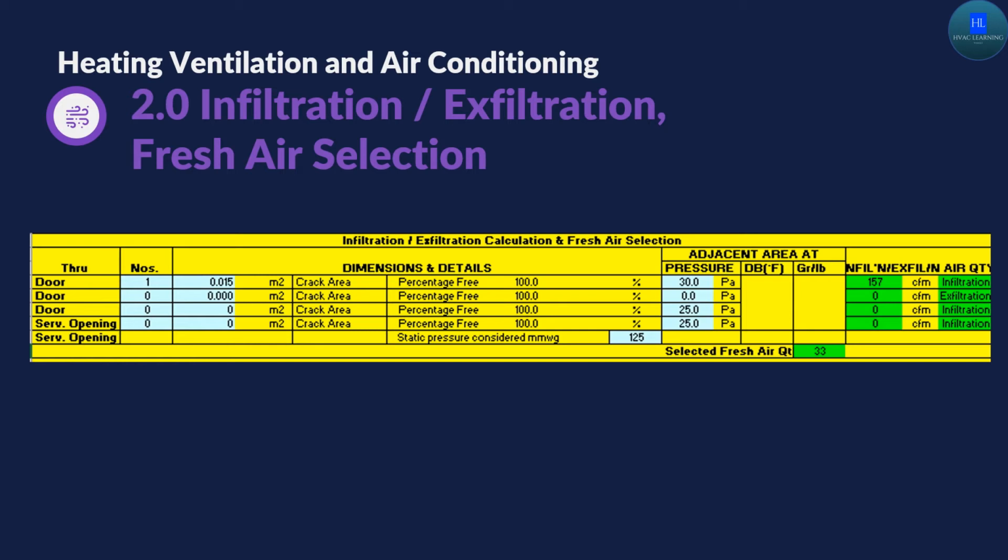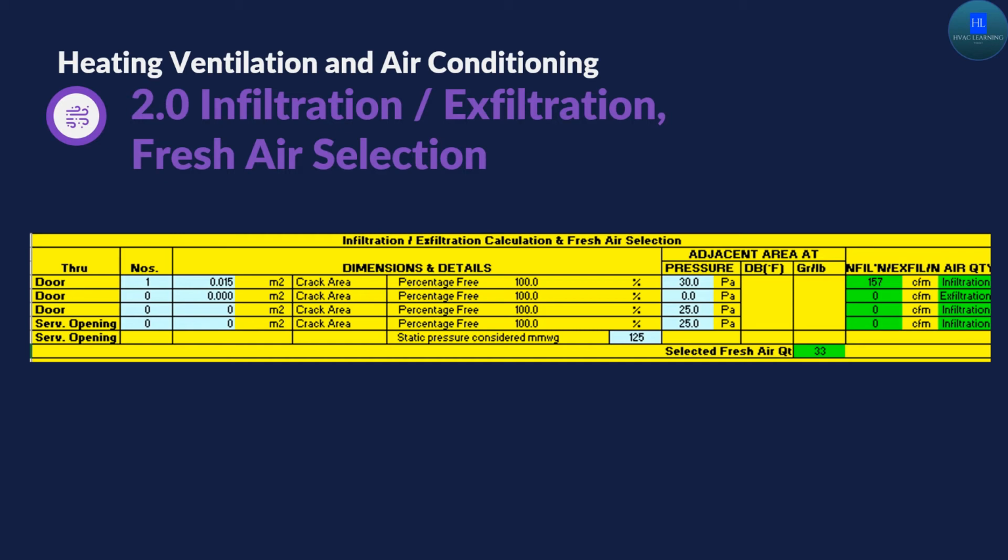In our case, we are coming around 33 CFM. In this particular facility, there is one door, and in that door there are leakages or cracks around the four sides of the door leaf. We are considering 0.015 square meter and 30 Pascal of pressure inside. So there will be infiltration. How much is the infiltration? It's 157 CFM. Likewise, we can do the same exercise for the exfiltration also.